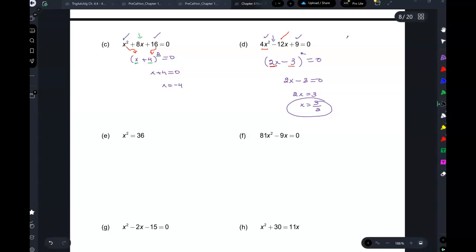Because if instead of this, if it was, let's say, 4x squared minus 14x plus 9, right? Okay, you're like, oh, perfect square. Oh my God, that's lovely. I could just do this. Okay, but does this work?